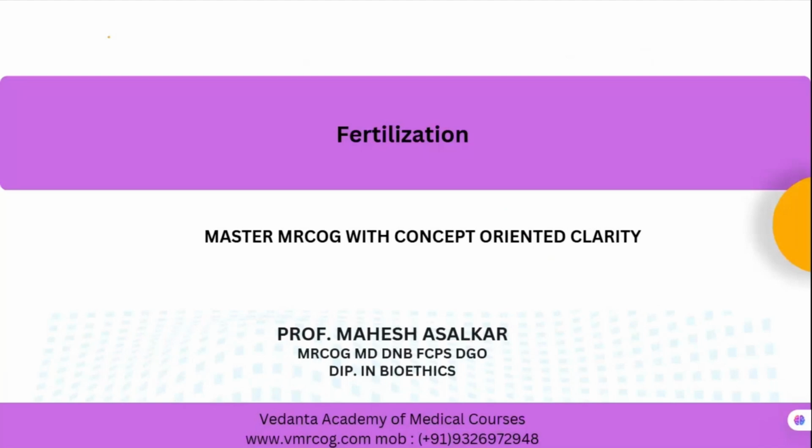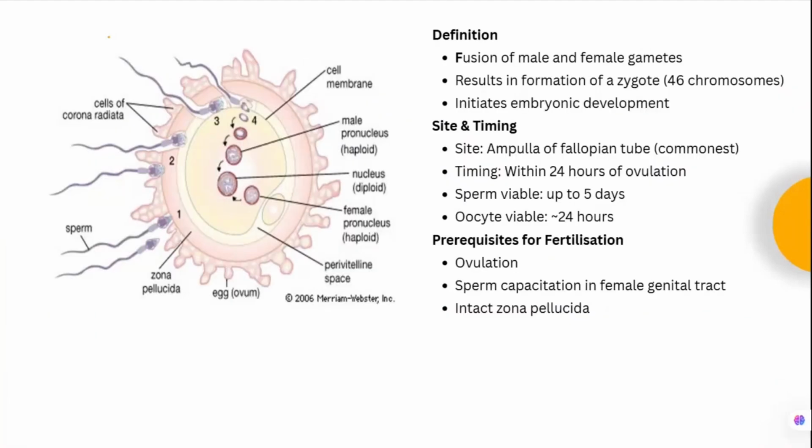Next step is fertilization. So how does fertilization happen? It is the fusion of the male and female gametes. It results in the formation of the zygote, which has 46 chromosomes.